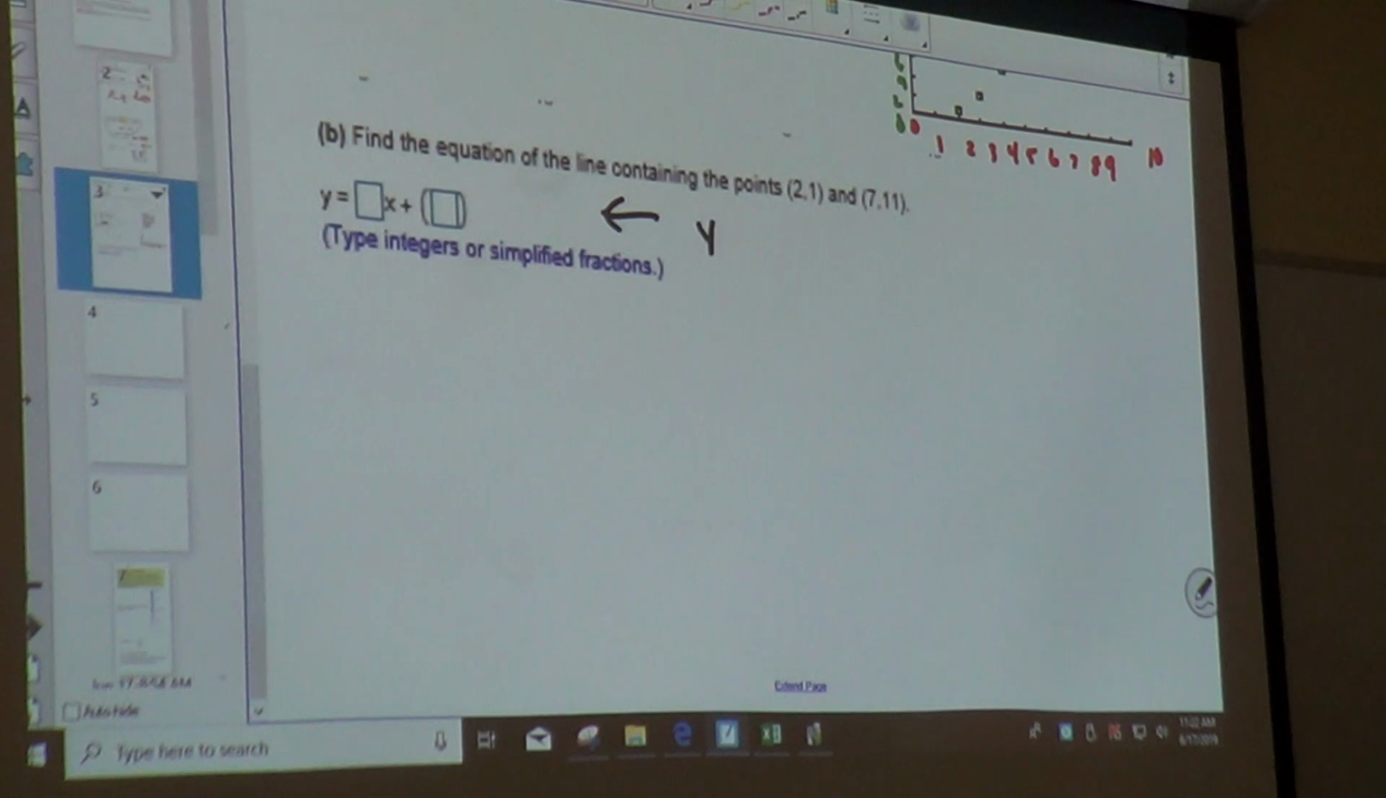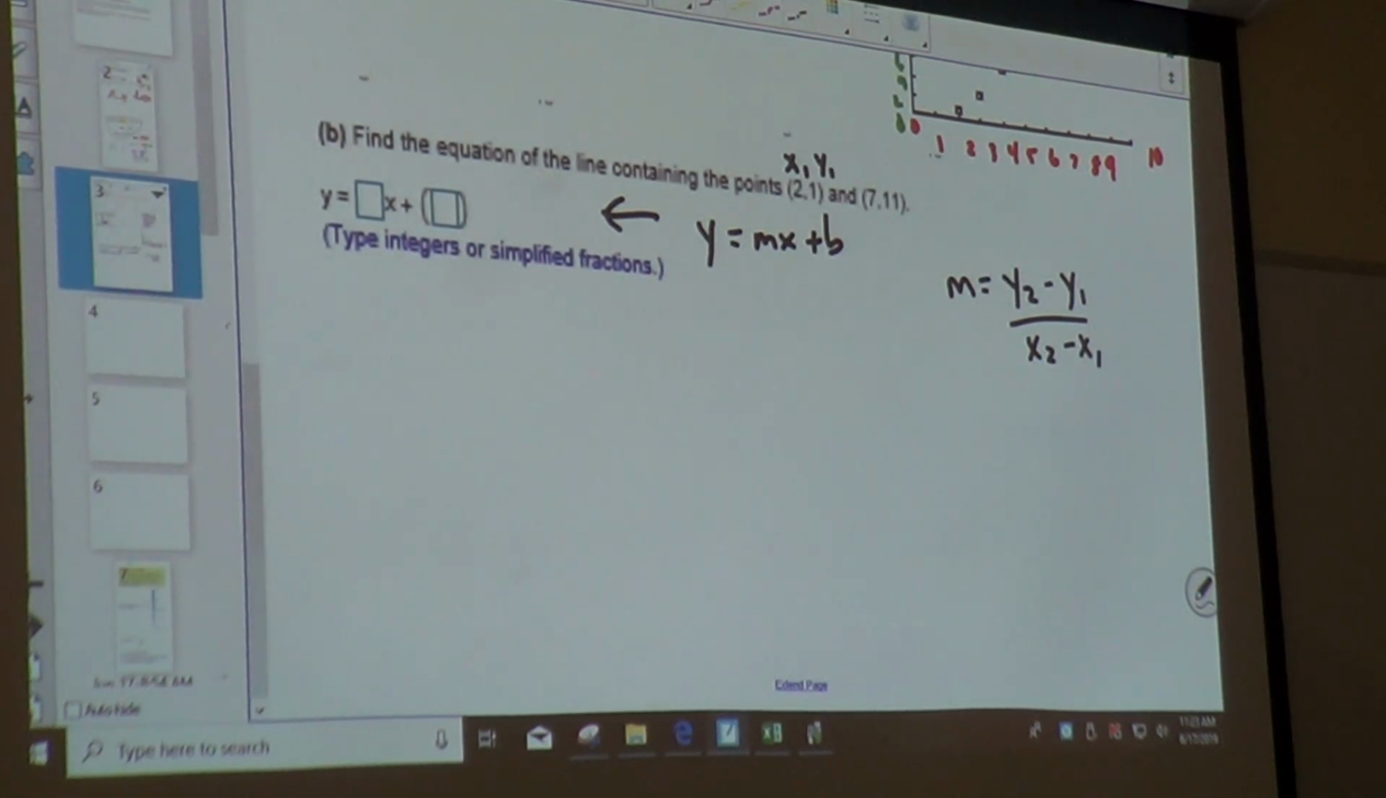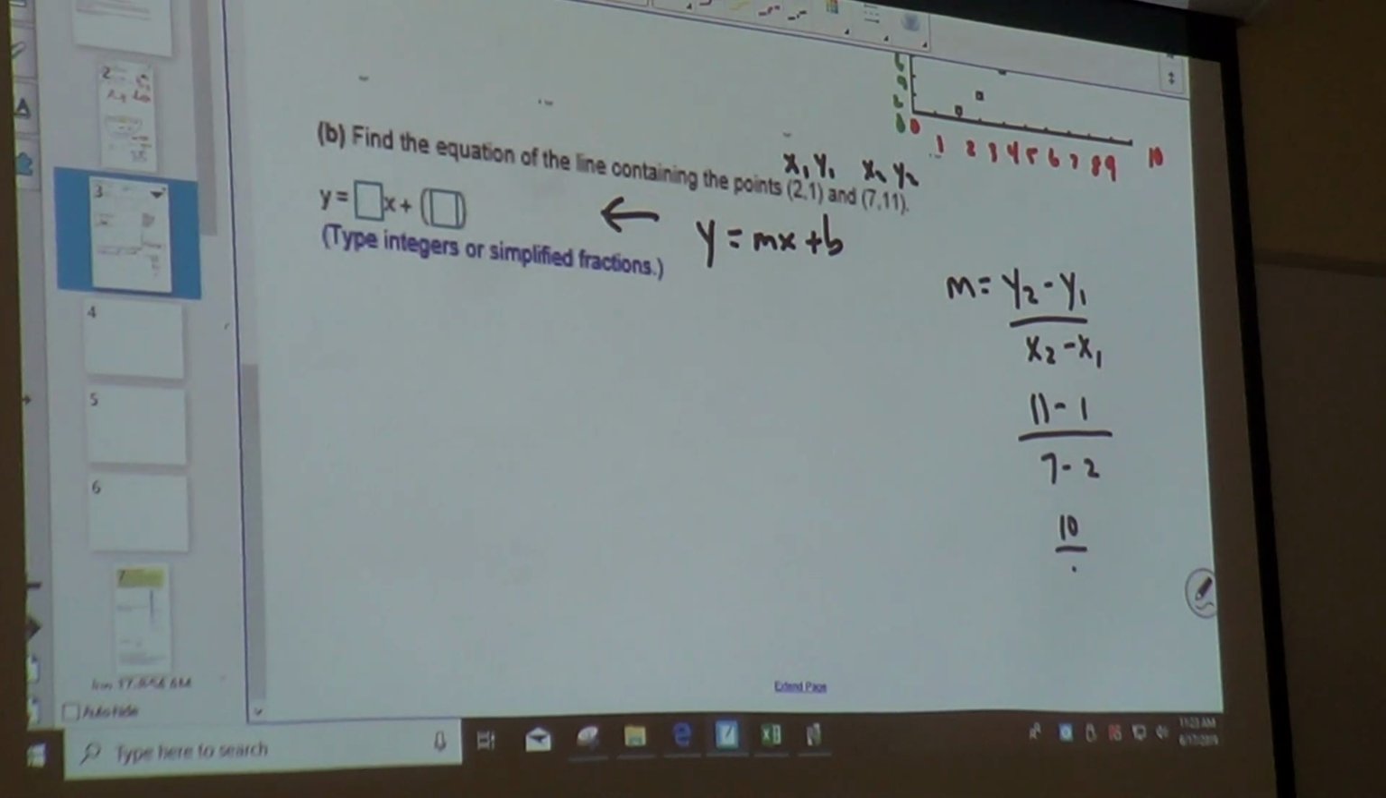This is in the form of y equals mx plus b. They first want you to find the m, y2 minus y1 over x2 minus x1. This is your x of the first point, this is your y of the first point. This is your x of the second point, this is your y of the second point. Remember that? So, what is my y2? What is my y1? What is my x2? What is my x1? Top number is, bottom number is, my slope is, okay?